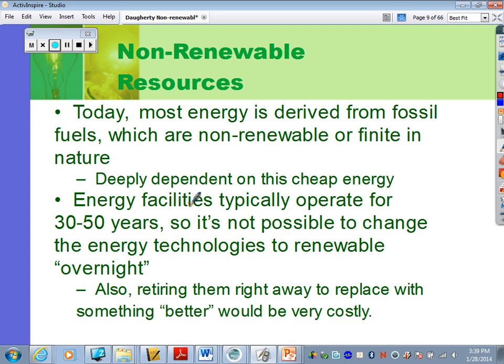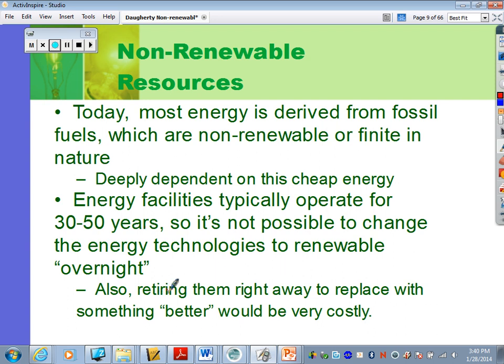So here it says energy facilities typically operate for 30 to 50 years, so it's not possible to change the energy technologies to renewable overnight. Our next set of notes is going to be on renewable energy, and you just hear all these politicians talking about renewable, renewable, renewable. Again, everything is kind of stuck on these fossil fuels, so to change, it's going to take a while.